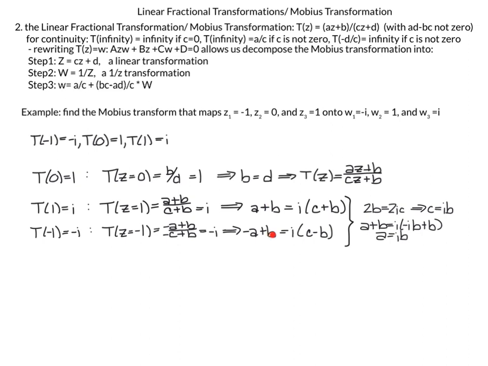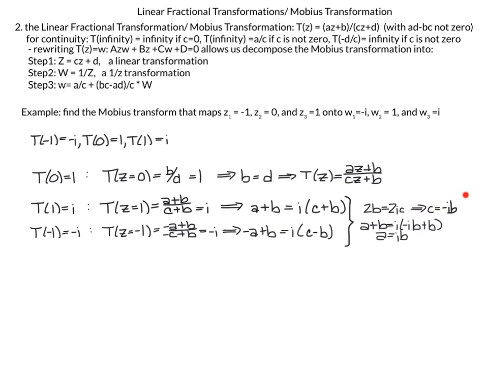Now I can use these two together just by adding the two equations together. I'm going to get 2b equals 2ic, because here my a terms cancel out. So from here I get 2b equals 2ic, so c equals -ib.